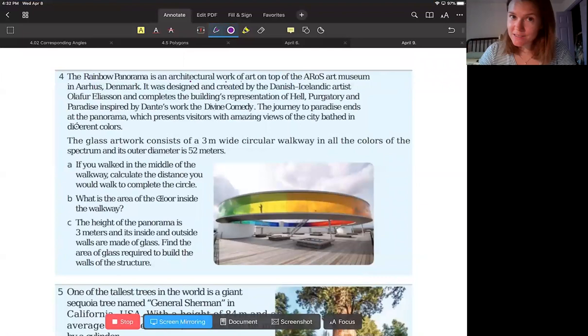I'm really glad that this is the example problem that we have because Olafur Eliasson is one of my favorite artists. He's really cool. You should check him out if you don't know him. But let's get back to it.